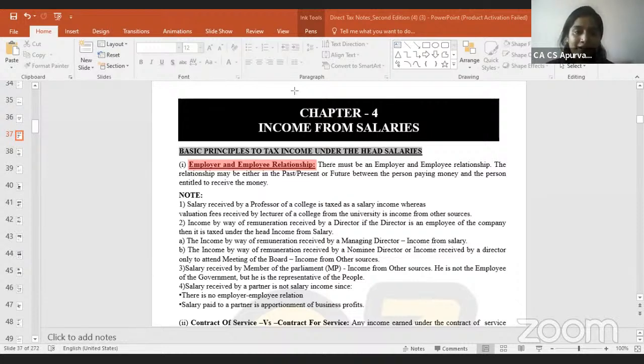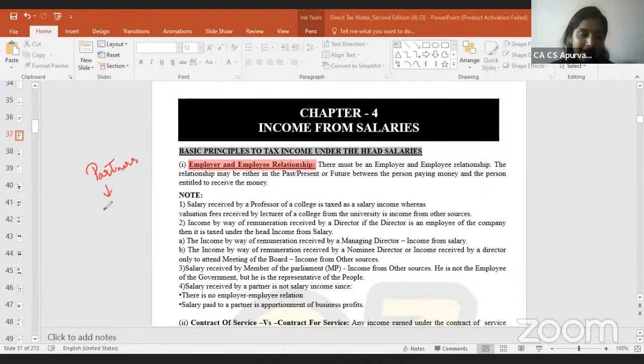Salary received by a professor of a college is taxed under the head income from salaries, whereas valuation fees received by the lecturer from the university are not charged under the head salaries. They are chargeable to tax under the head income from other sources. Next point, it's very important. Being a partner in a firm, what are the emoluments we will be receiving?